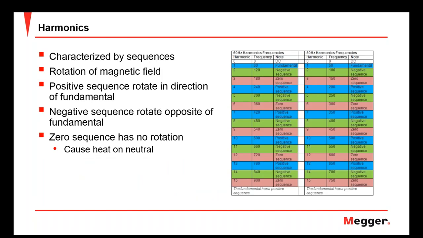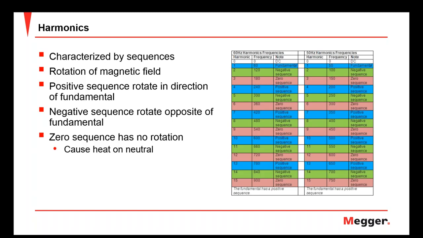Another way to categorize harmonics is by their sequence components. And again, this has to do with that magnetic rotation around the wire. Positive sequence rotate in the same way. The magnetic field rotates in the same rotational manner as the fundamental. Negative sequence are opposite. Zero sequence have no rotation. If we look here, you can see the first order harmonic, which is in blue, is the fundamental, and that's a positive sequence. The second order is a negative sequence. The third is a 0, and you see the pattern just repeats. Fourth is positive, fifth is negative, sixth is 0.